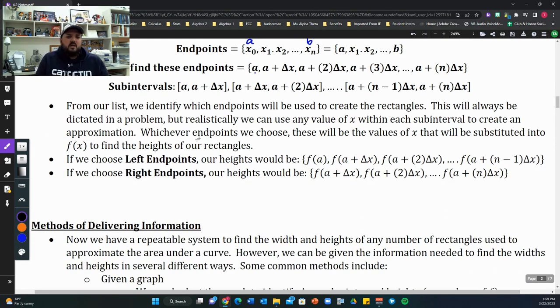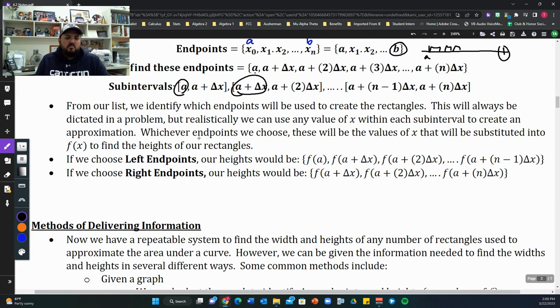So basically, if I were to use all of the left endpoints, then the set of endpoints would start with the very first one. So that would be A, and then A plus delta X, and then A plus 2 delta X. So basically, all of the numbers on this list except for B, because B would be the only value on that number line that couldn't be the left edge of a rectangle. Everything else would be the left edge of a rectangle except for the very last guy on that list. So if you notice, the heights created using those are f of each one of those, except there is no f of b on here.